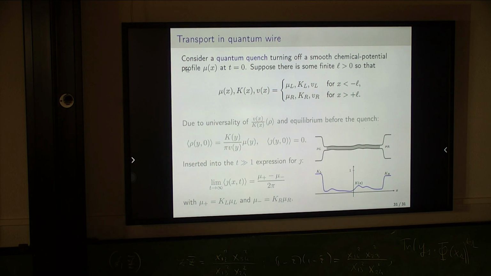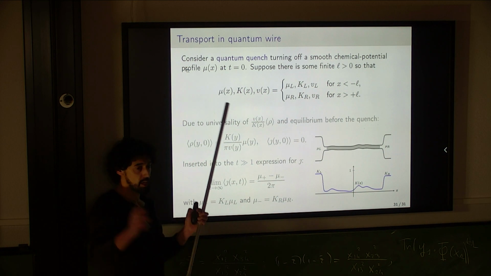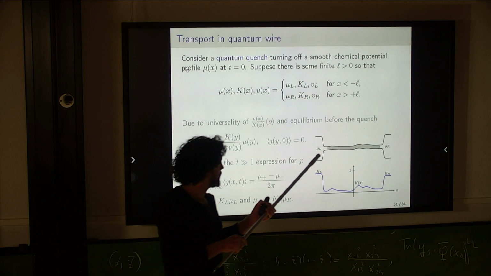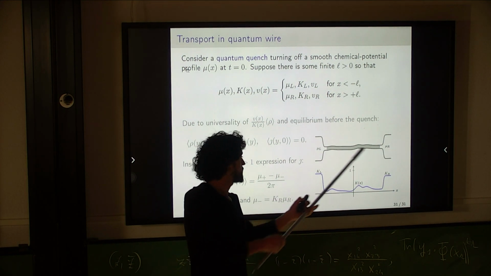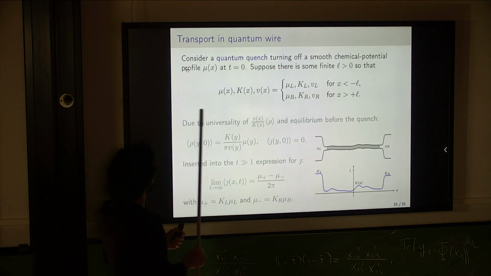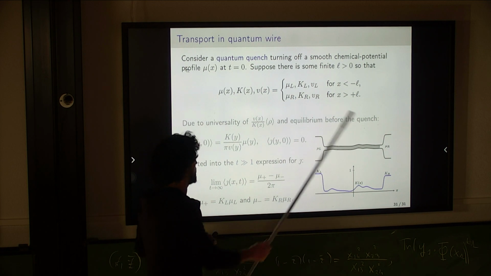So one application you can use this for: you can study time evolution in this kind of inhomogeneous systems. One example we consider is a quantum quench, where you start with some system with a smooth chemical potential profile. You're trying to replicate the situation of a quantum wire connecting two reservoirs with chemical potentials mu L and mu R to the left and right. And then for simplicity, let K and V also be constant to the left and right.